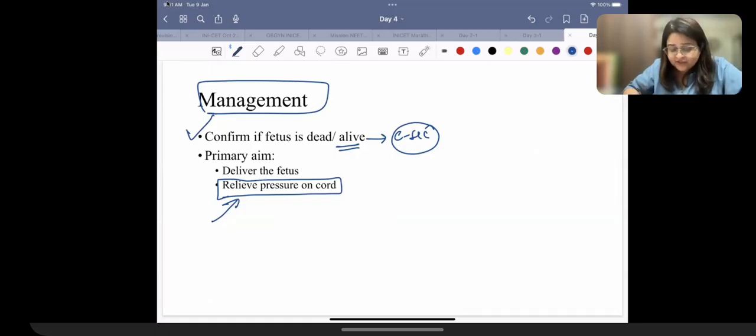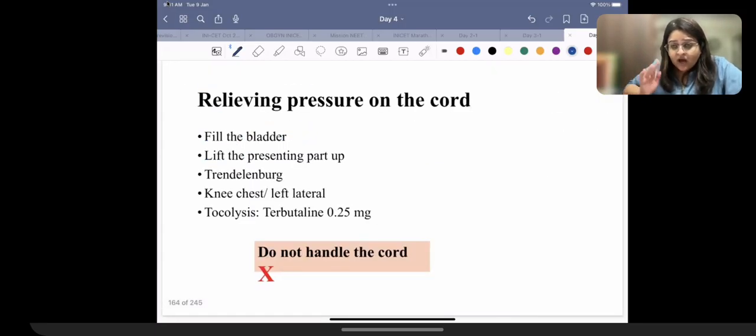So your immediate next goal is to relieve pressure on the cord. How can you relieve pressure on the cord? But to diagnose, when you do a PV, you will feel the cord or you will see the cord immediately, then take your hand out. You won't keep touching the cord. No, you will have to diagnose it somehow. Diagnosis बन गया, उसके बाद cord को touch नहीं करोगे ना.